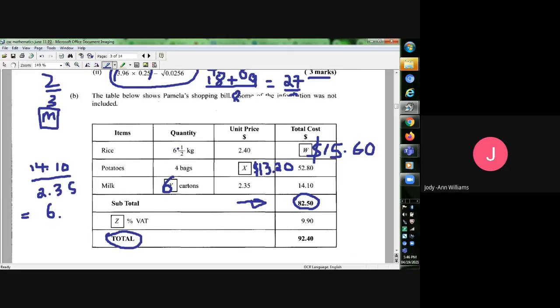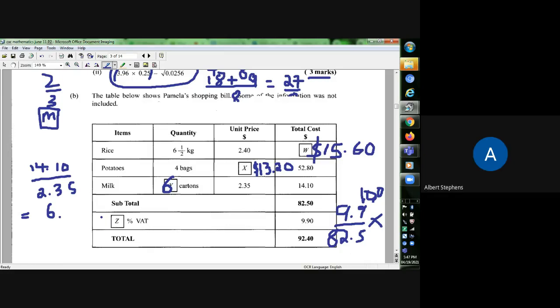Sir, to find out what Z is, it's 9.90. So I divide 9.90 over 100 times the total. So 9.9 divided by 82.5 times 100. I'm going to squeeze it right here. All right. And Jody, what do you got? Sir, I have 8.16, sir.